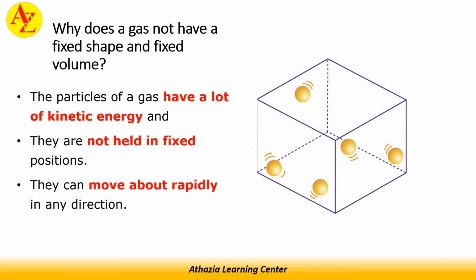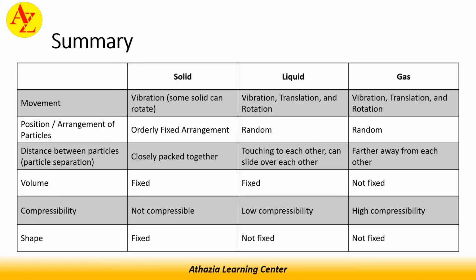Because the particles can move freely, gaseous particles also don't have a fixed volume. The volume will depend on how big its container is. In other words, they have high compressibility. This property will depend on the temperature and pressure applied to the gas.